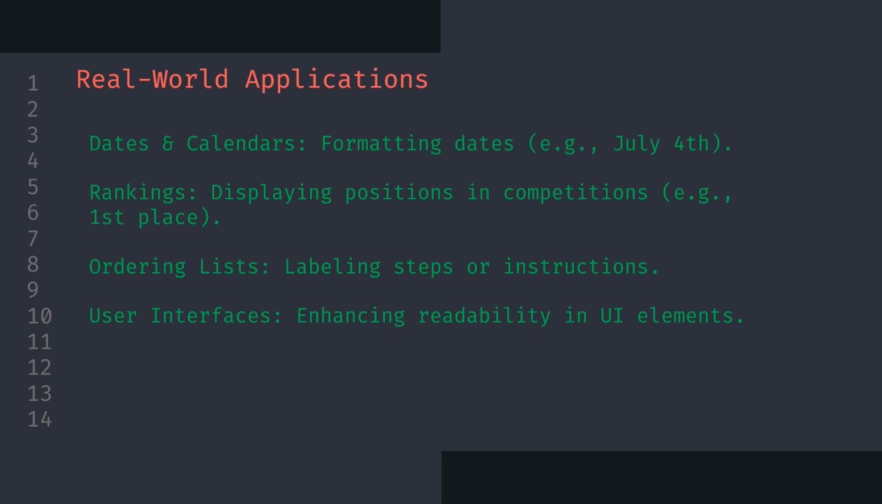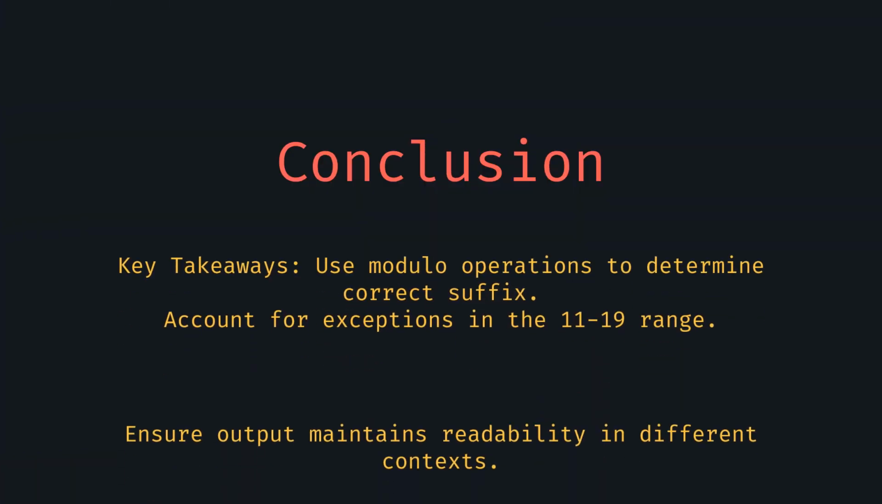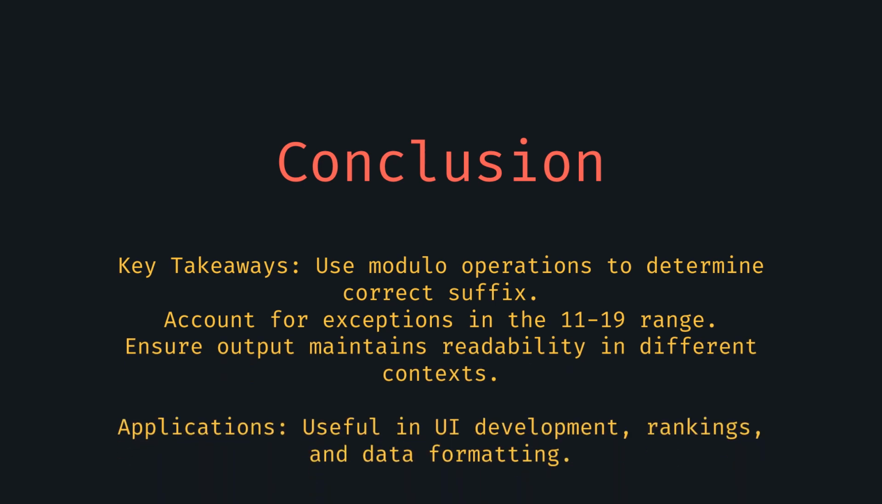Ordinal suffixes are widely used in date formatting, rankings, and UI elements to improve clarity and presentation. This method ensures numbers are properly formatted, improving user readability in various applications.